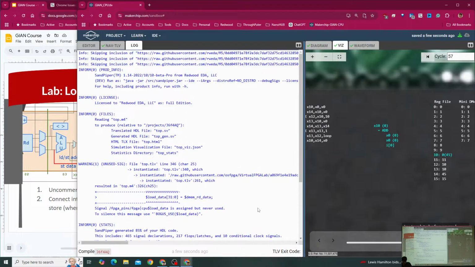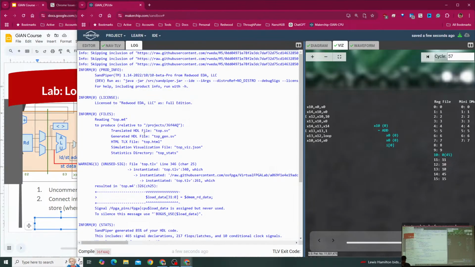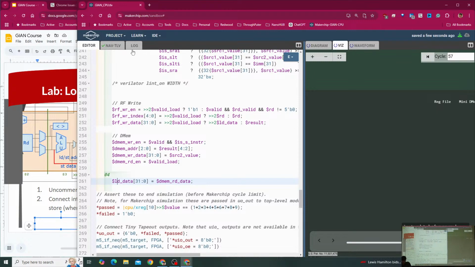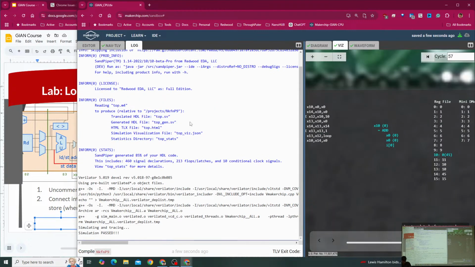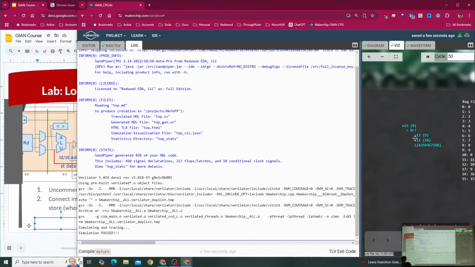So load data is assigned but never used. Load, that's because I spelled it wrong. Okay, log is clean. Our simulation passes. We don't have any load instructions to actually test this behavior or store instructions. So we'll look at that next. But at least at this point, I didn't break anything for the test program.